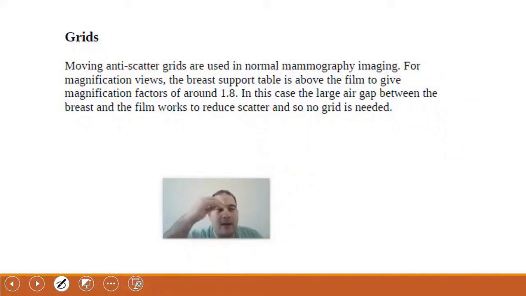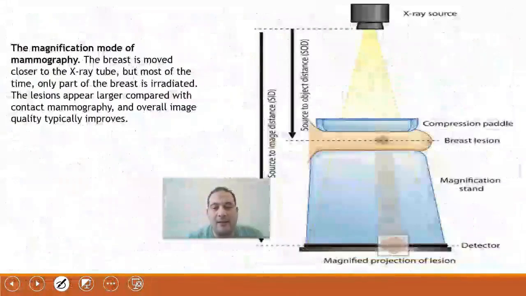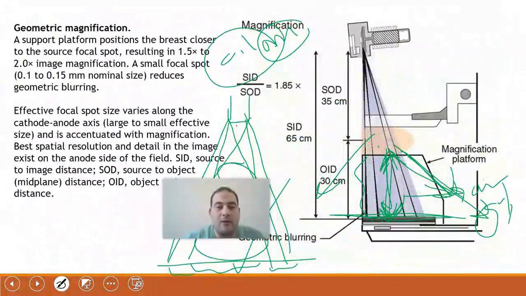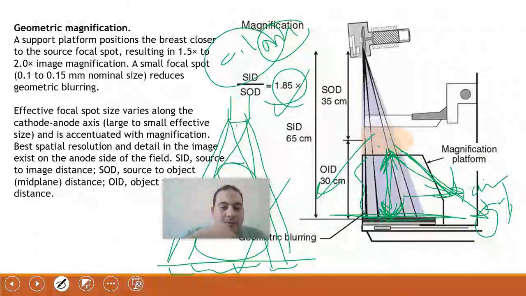The moving intensifier grid is used in normal mammography imaging. And regarding magnification, I said I have an air gap, so I don't need to remove the magnification factor of 1.8. The magnification factor of 1.8 is simply the source to image receptor distance over the source to object distance, which is stated as 1.85. This is the topic of the magnification factor, and this is considered fixed for me.